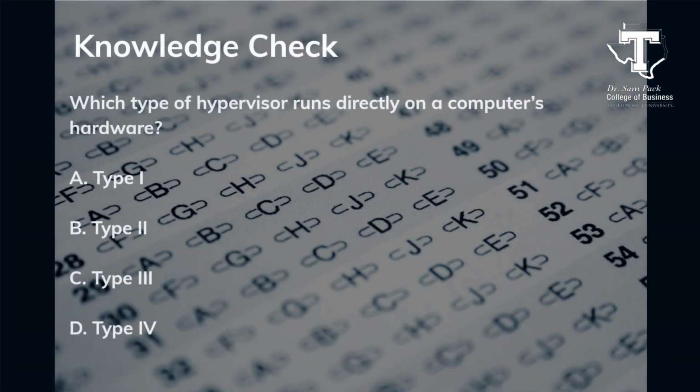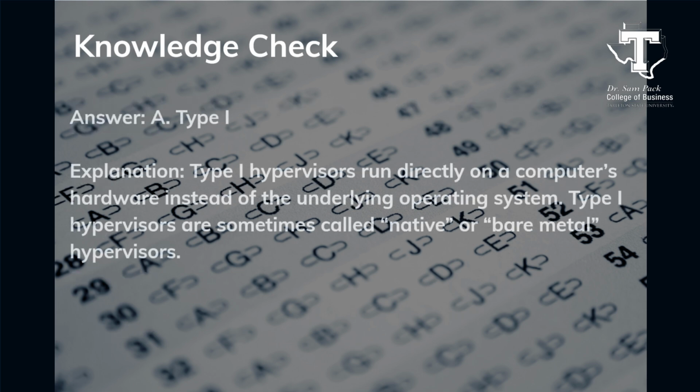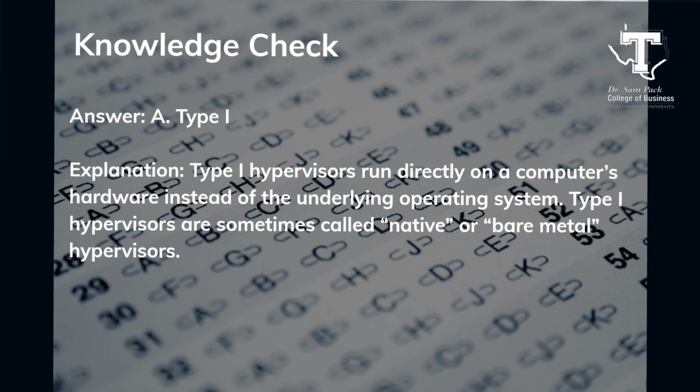Knowledge check. Which type of hypervisor runs directly on a computer's hardware? Type 1, Type 2, Type 3, or Type 4? Answer: Type 1. Type 1 hypervisors run directly on a computer's hardware instead of the underlying operating system. Type 1 hypervisors are sometimes called native or bare metal hypervisors.